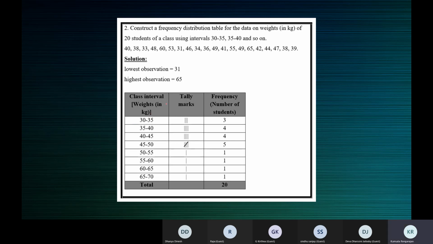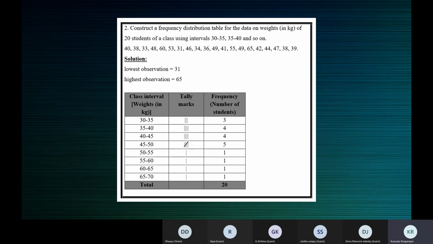I'm trying to say that even if you write the class intervals 0 to 5, 5 to 10, 10 to 15, 15 to 20, we don't have values that belong to those class intervals. Even if you write all of them, you will start using tally marks only from 30 to 35. So you should not write the class intervals that don't have even one value in it. Is that understood? Yes, ma'am. Okay.